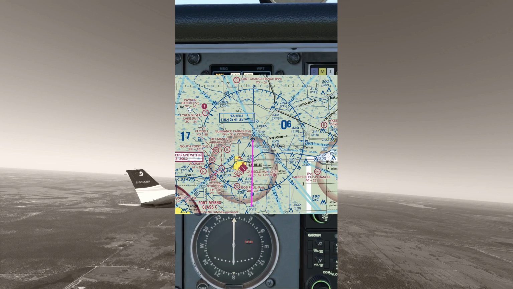Remember, the radial is always measured from the station. So even if we're heading to the station, we always refer to the radial as the one that we're tracking, which is heading from the station.